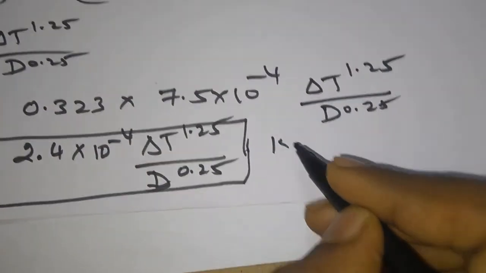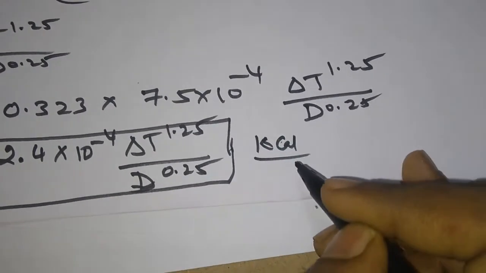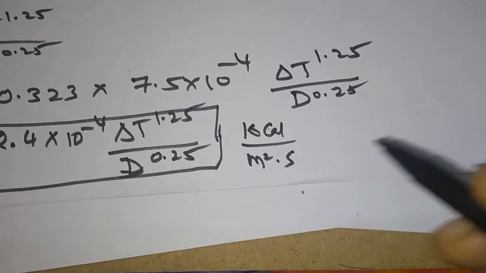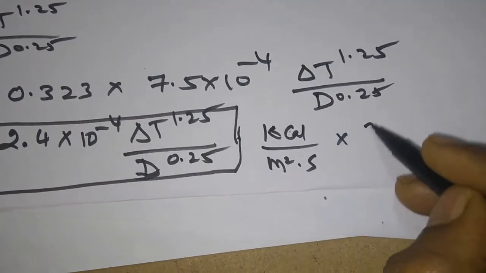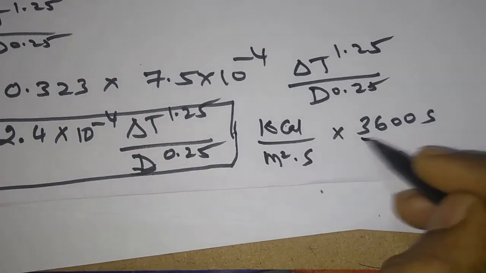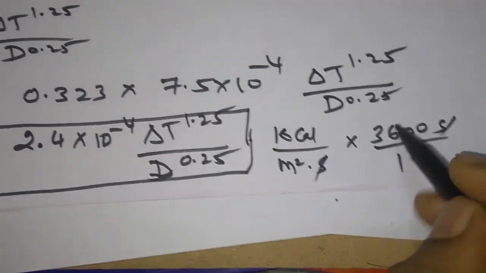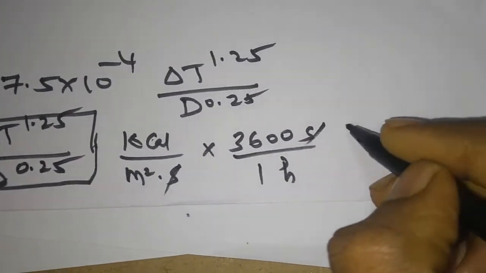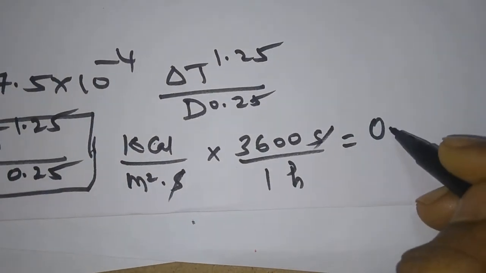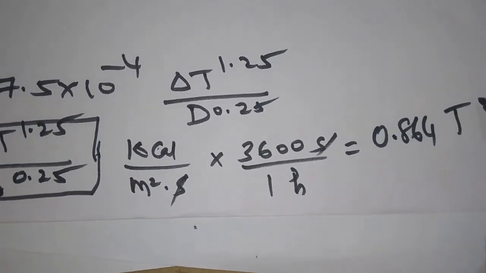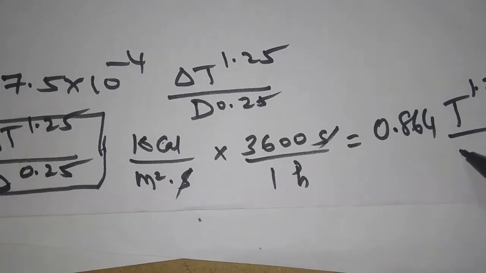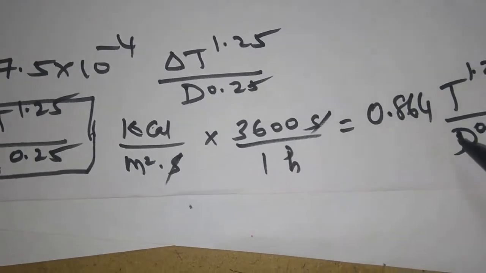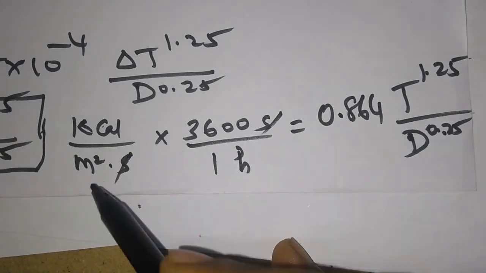The unit of this is kilocalories per meter square second. If I want this in kilocalories per meter square hour, then I multiply this term by 3600, since 3600 seconds equal 1 hour. So 2.4 into 10 power minus 4 multiplied by 3600, what we get is 0.864 divided by D power 0.25. So this is our value in kilocalories per meter square hour.